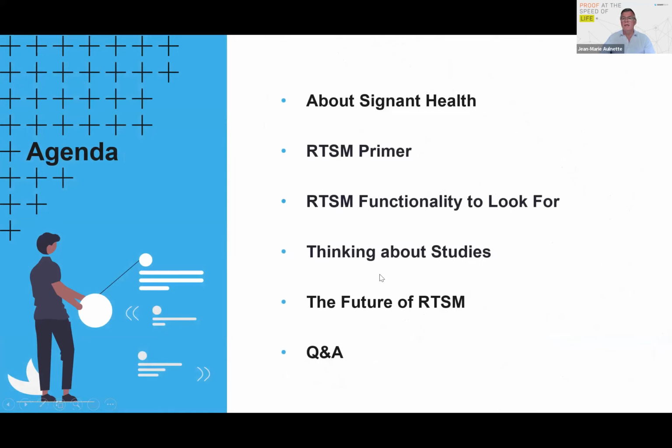So the agenda of today is going to be around a quick introduction, about 5-6 minutes, about Signant Health. And then James will enter into the topic of the day, which is RTSM, and talking about the primary functionality to look for in RTSM. What about the different studies, and what is the future of RTSM? Because randomization has been existing for 20, 30, 40 years, but of course the technology has evolved, and we will discuss that as well afterwards.